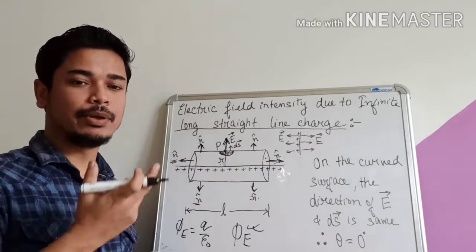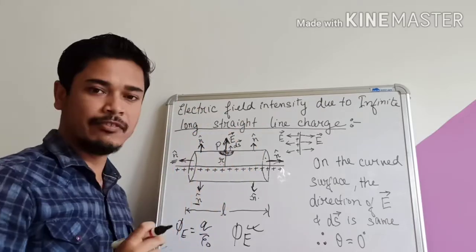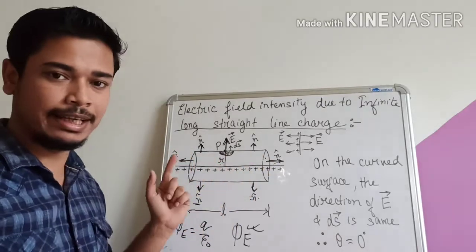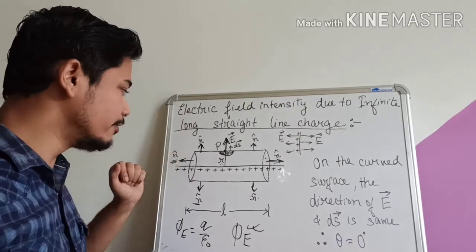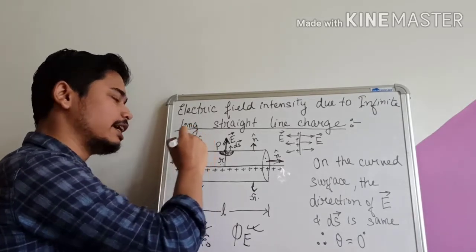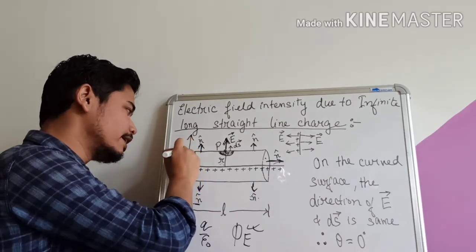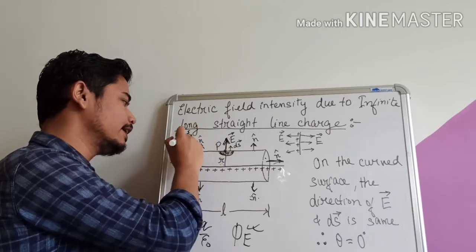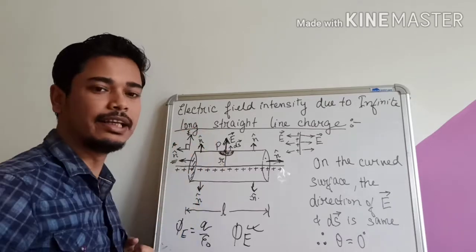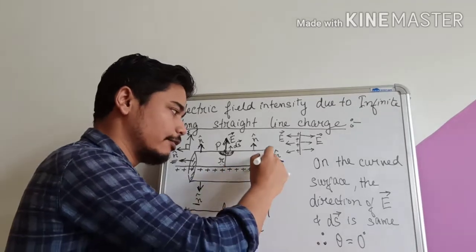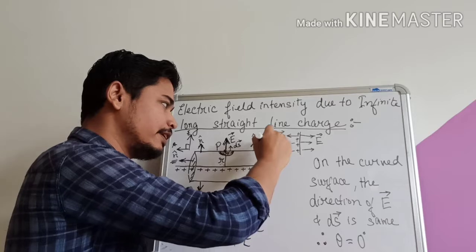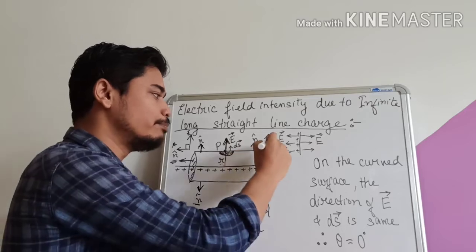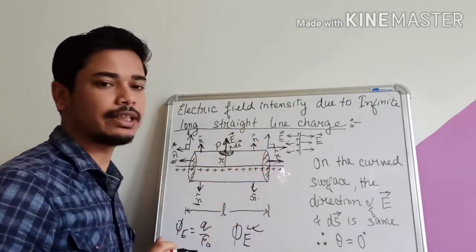Now, what is the angle between the electric field and the area vectors on the different surfaces? We have considered three surfaces. For this flat surface, the electric field is along this direction and the area vector is along this direction, so the angle between them is 90 degrees. Similarly, for the other flat surface, the electric field and the area vector are mutually perpendicular. The angle between these two vectors is 90 degrees.